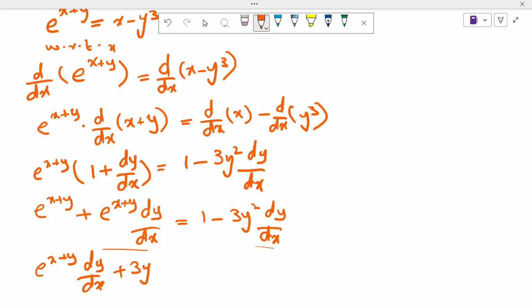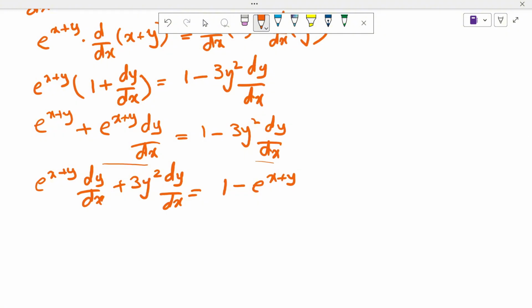So here it is negative, so it will become positive on another side. And I will take the e power x plus y to another side. So here it is positive, so it will become negative. So it will become 1 minus e power x plus y. So now I'm going to take dy by dx as common, and we will have in the bracket e power x plus y plus 3y square equal to 1 minus e power x plus y.